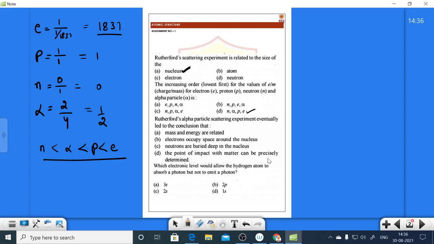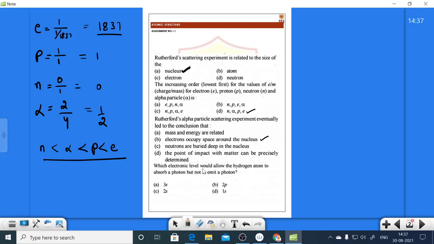So now the next one is: Rutherford alpha particle scattering experiment eventually led to the conclusion that mass and energy are related. No. The Rutherford model is all about the nuclear part and extranuclear part, and along with this experiment we can easily understand that electrons occupy a space around the nucleus. The second option will be the right option, as it has nothing to say about neutrons. Neutrons are buried deep in the nucleus. The point of impact with matter can be precisely determined. No. So option 2 will be the right option.